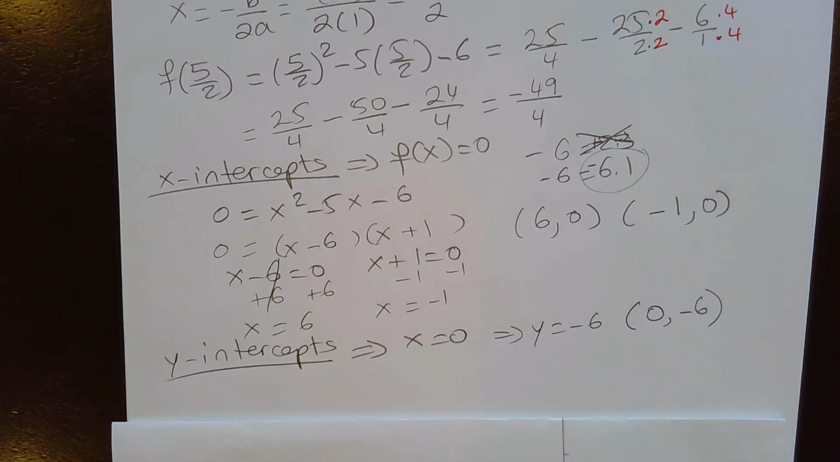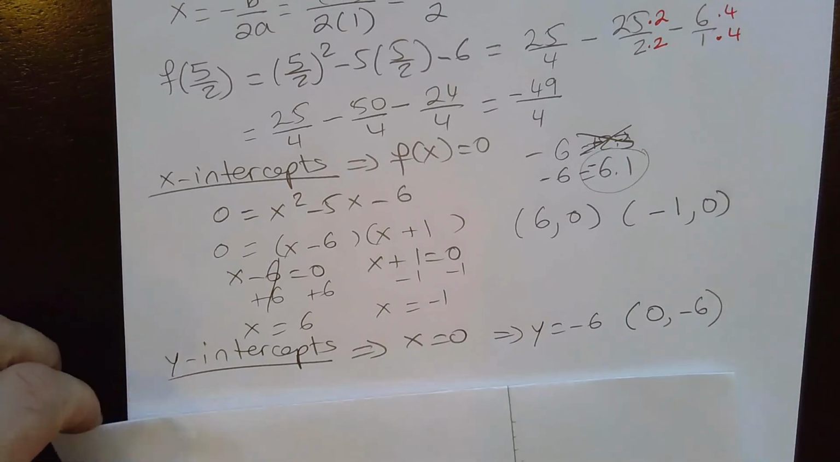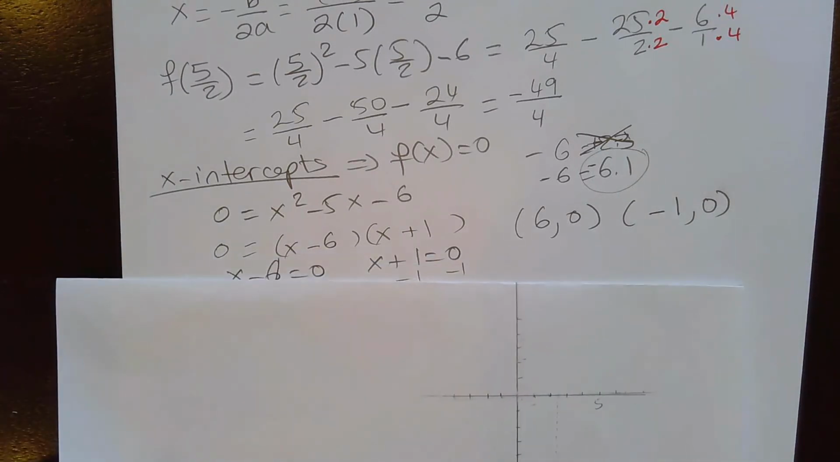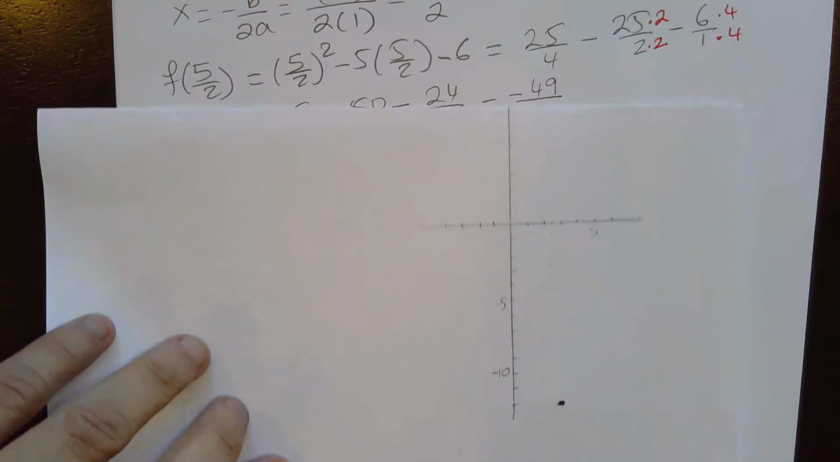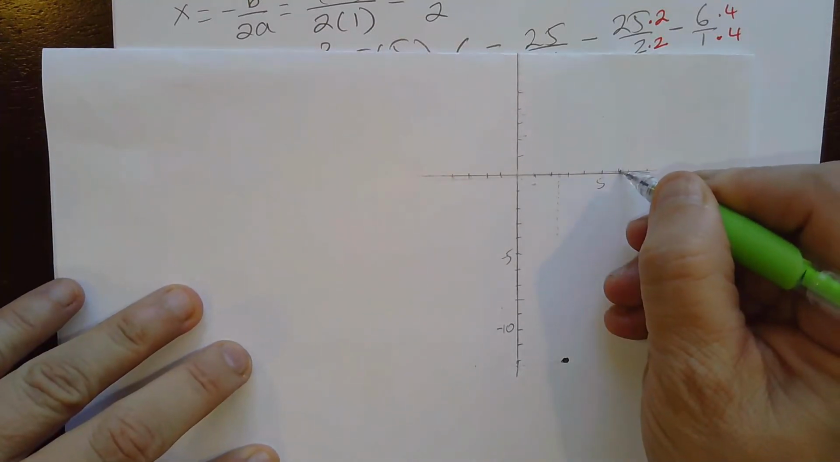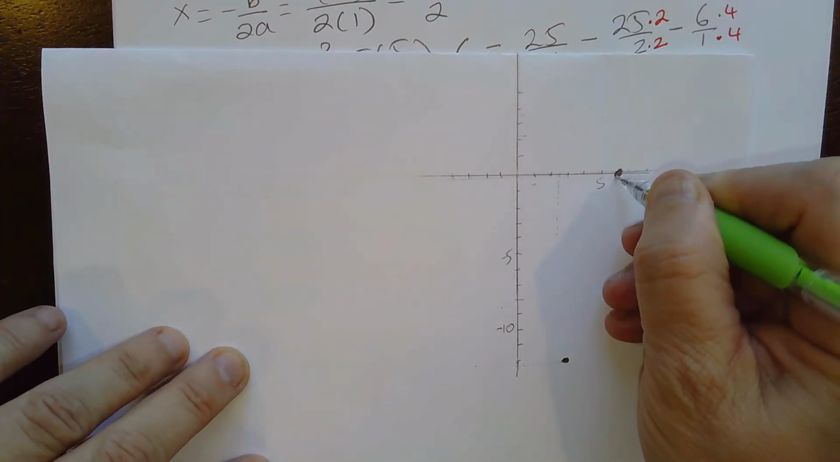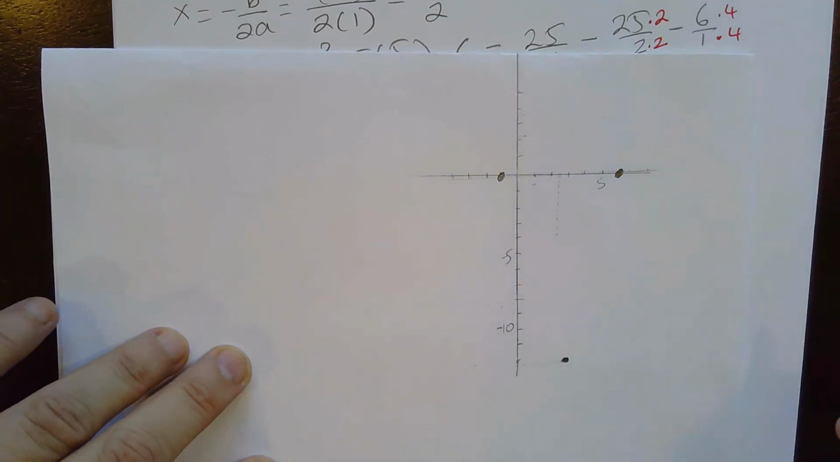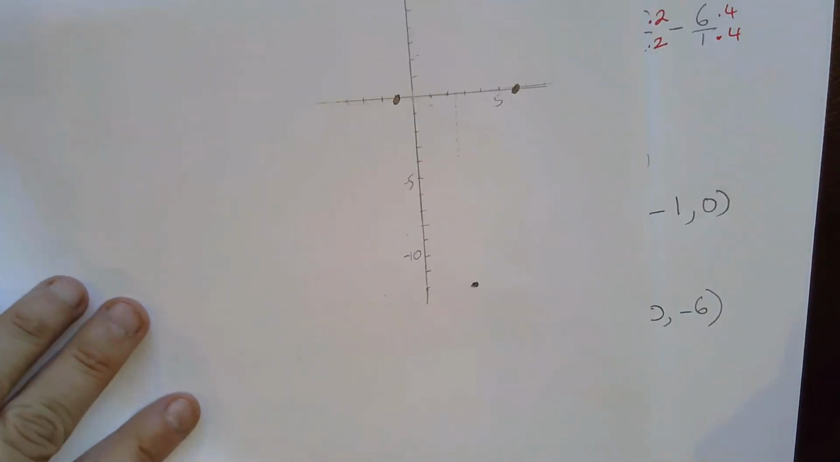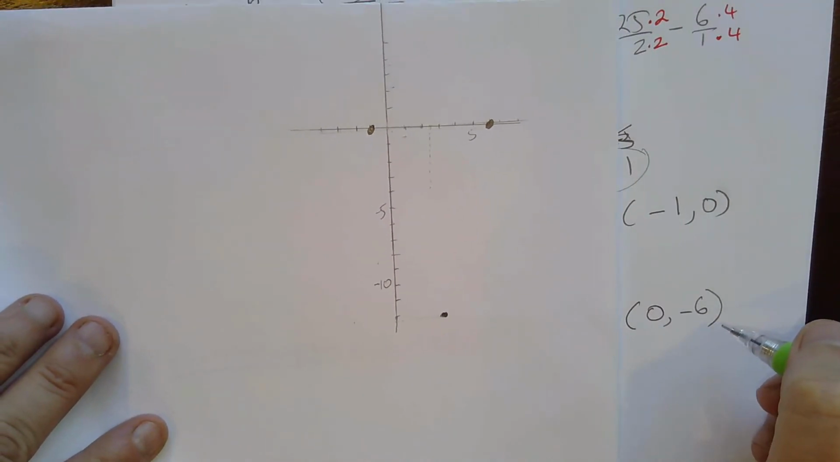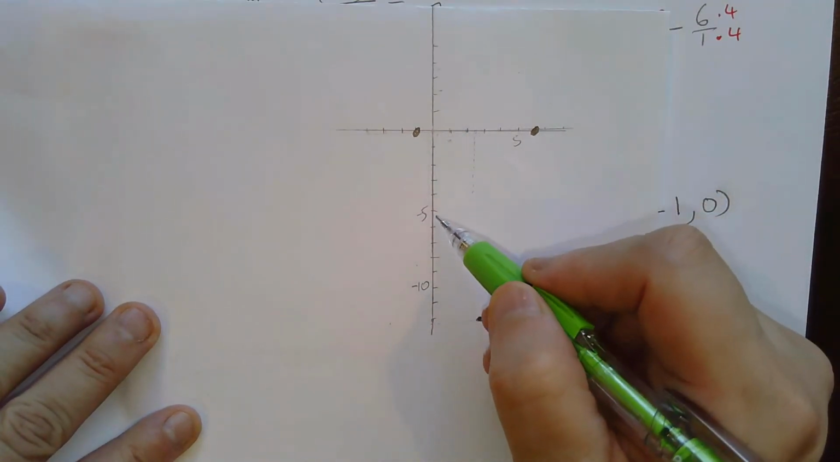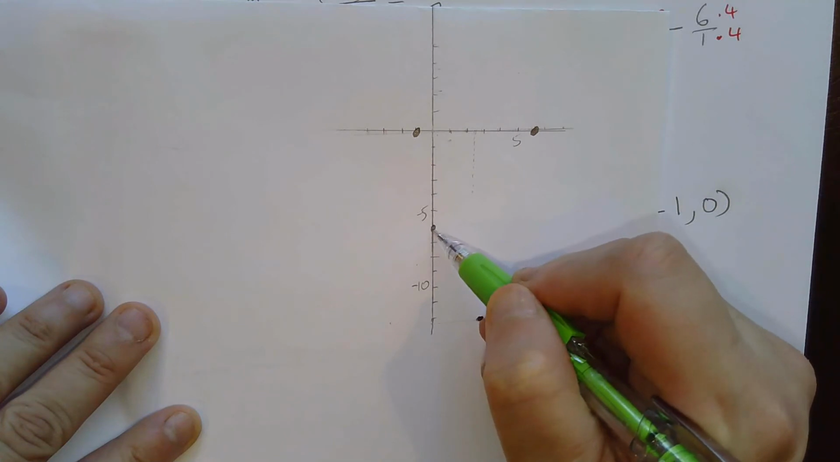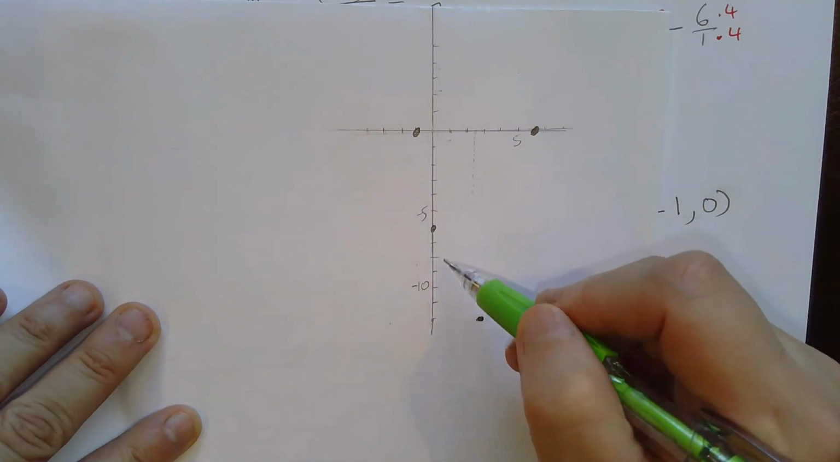And we know that the parabola opens upward. Now we can graph the parabola. So we have (6, 0) and (negative 1, 0). 6, 0, there it is. Negative 1, 0. And the y-intercept is (0, negative 6). There it is right here. It opens upward. It's going to be like this.